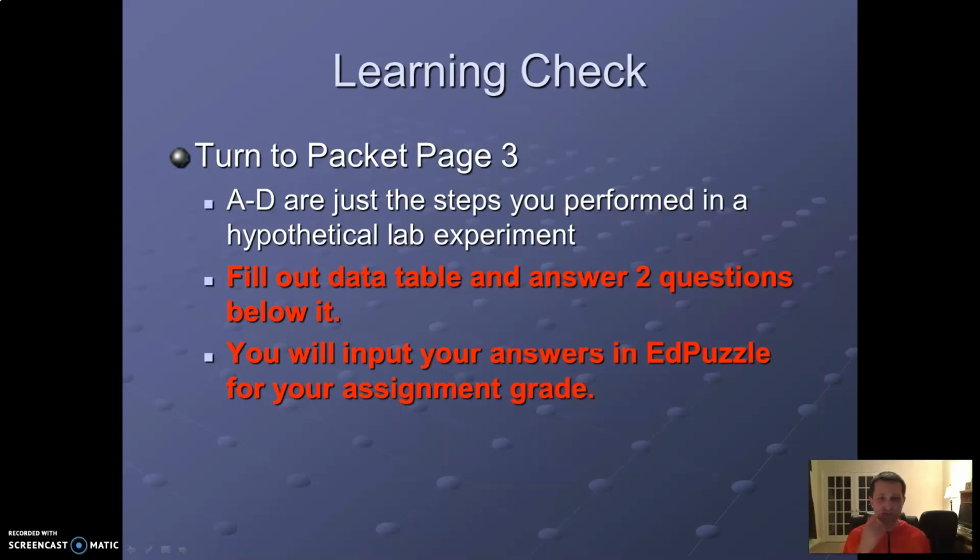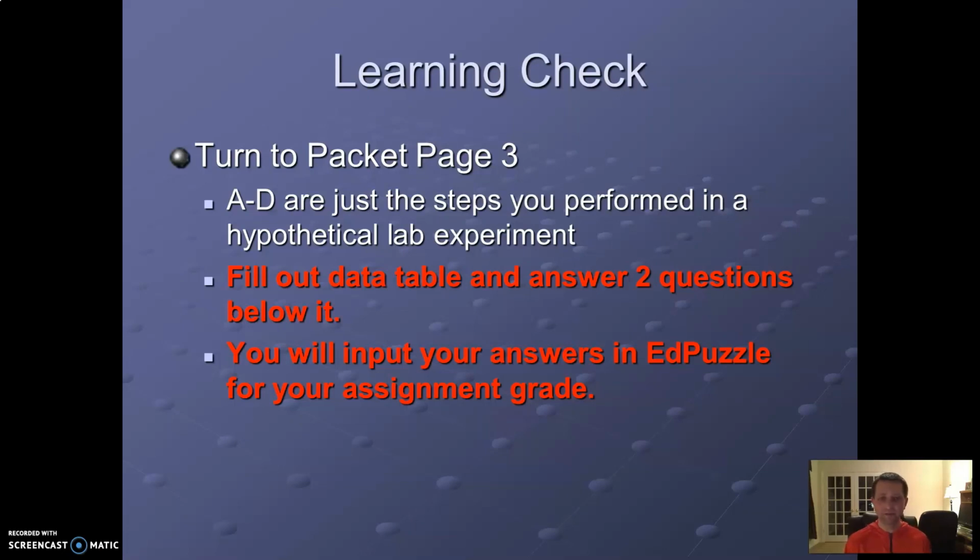Okay, last thing you want to do is go to page 3 in your packet and take a look at what's going on there. It's just an overview of an experiment you would have performed, and it gives you a bunch of sample data. A through D are just the steps you performed in the hypothetical lab. So what you want to do is fill out the data table and answer the 2 questions that are below it. It's really easy. So use the notes from the lecture today. Go back and look at what the properties were of ionic and covalent compounds. Compare that to what you have on that lab, and then try to answer the questions as best you can. And you might end up classifying certain things as ionic and covalent. Use your notes, you'll be just fine.